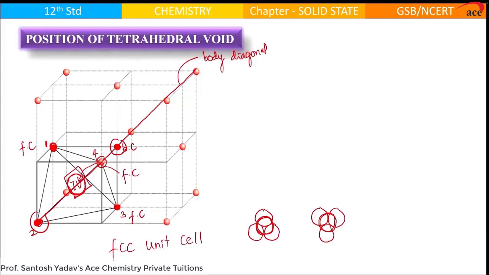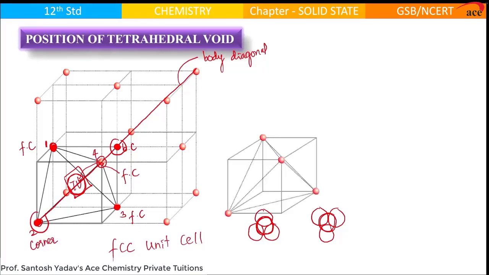So, 3 face centers and 1 corner, the space trapped between them is called a tetrahedral void. That tetrahedral void has been shown here. This is sphere number 1, which was a face center, this is sphere number 3, which was a face center, this is sphere number 4, which is also a face center, and this is the corner.